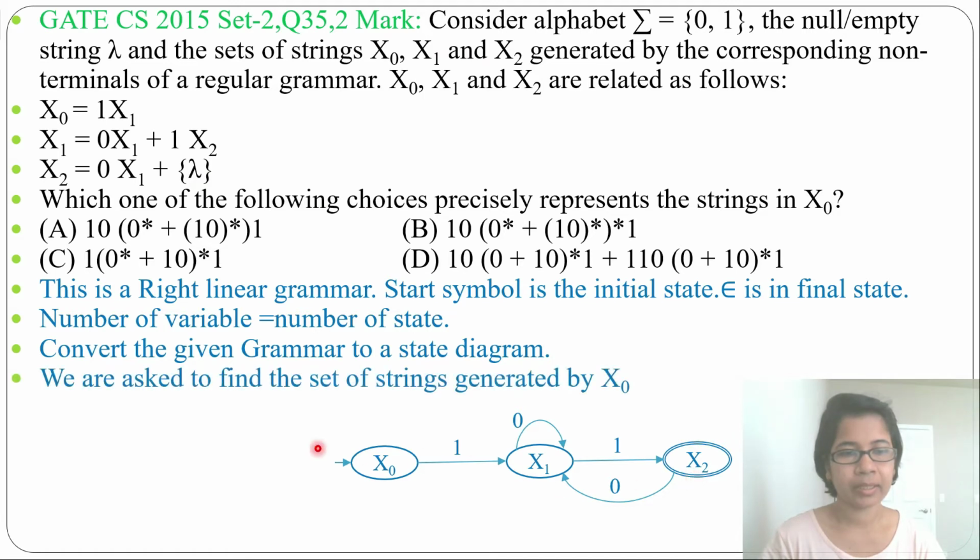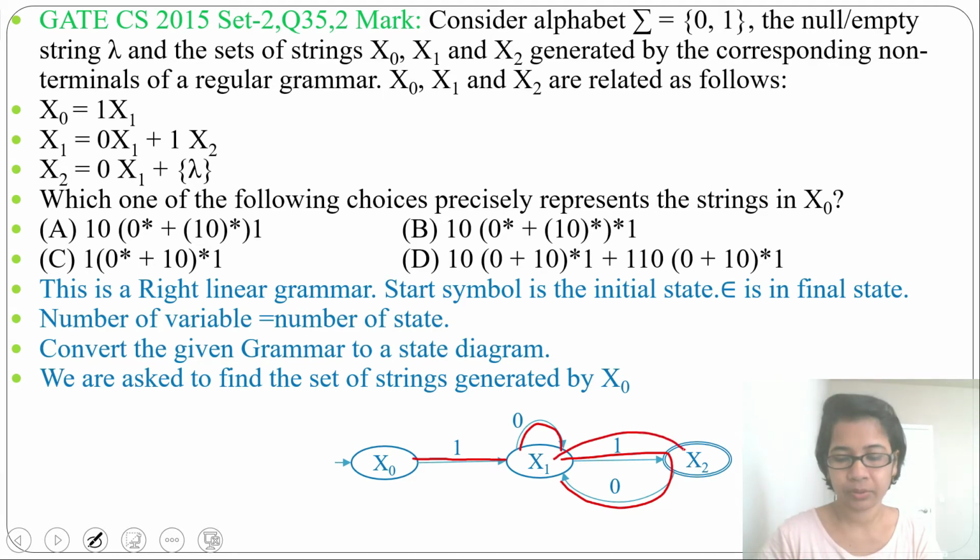And what it is asking, we are asked to find the set of strings generated by x0. Now let's find which strings will be generated from x0 and from x1 and from x2. It is asking just for x0. For clarity, I am explaining for x1 and x2. From x0 by 1, you can reach x1. Then from x1 by 0 or by 1, 0. It is a loop, 0 plus 1, 0. Then you are reaching x1. Then from x1 by 1, you can reach x2.